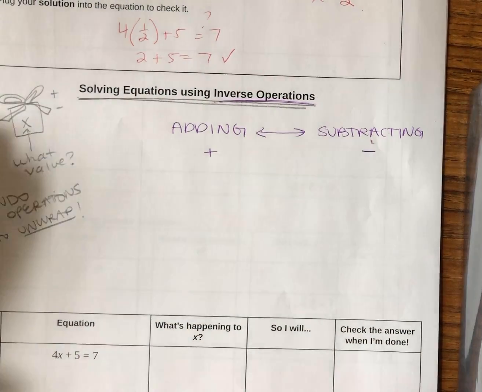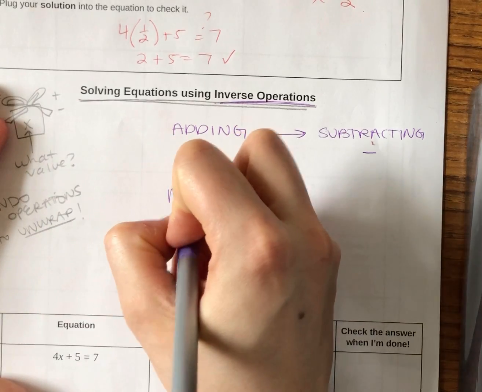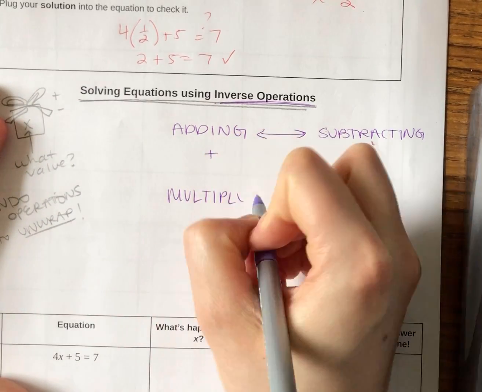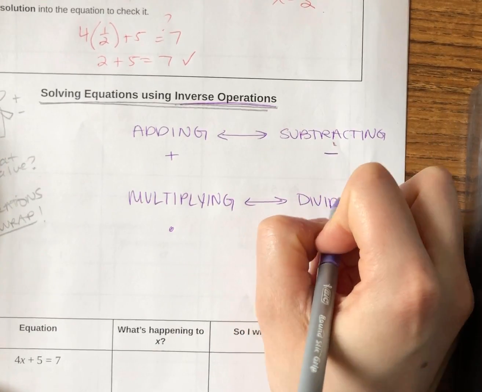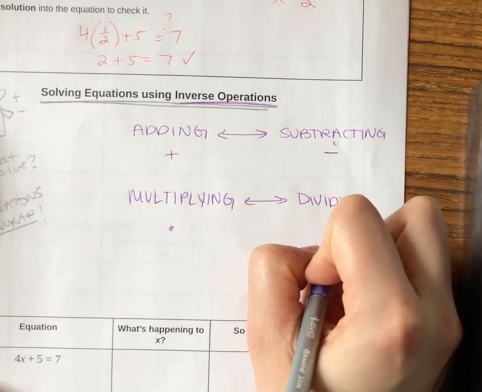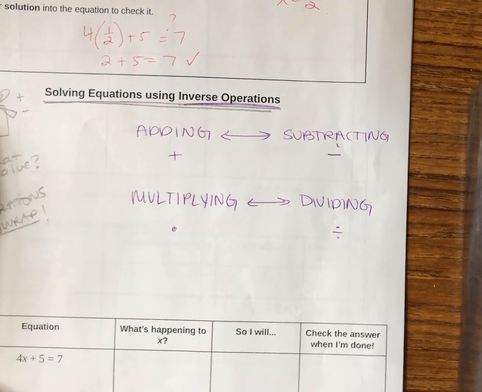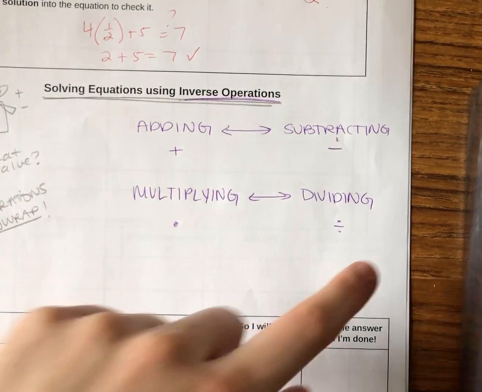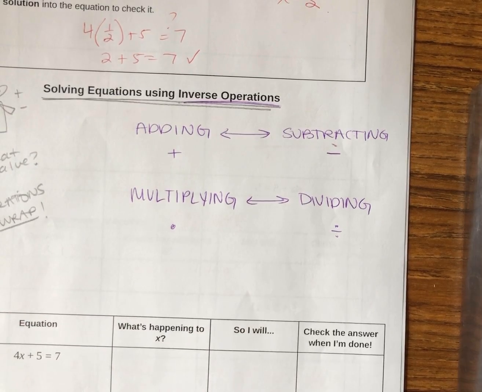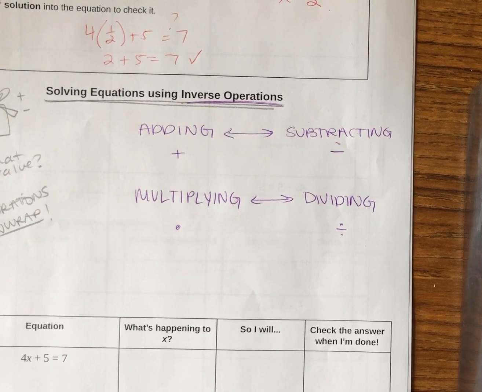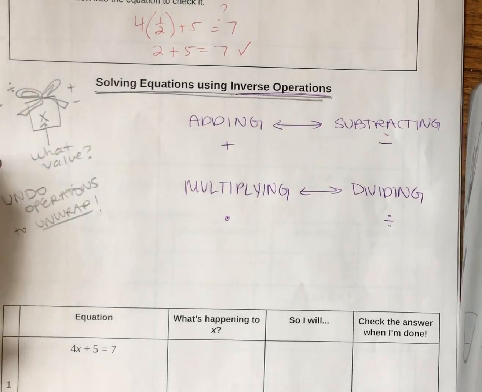The other pair of operations that we have are multiplying and dividing. And they also undo each other. If we see multiplying happening, we're going to divide. If we see dividing happening, we're going to multiply. And so those are our inverse operations, and that's how we're going to unwrap these presents of our equations to find our variables.